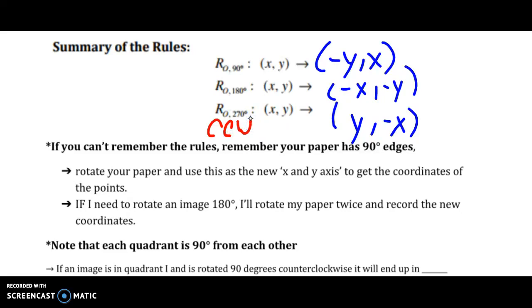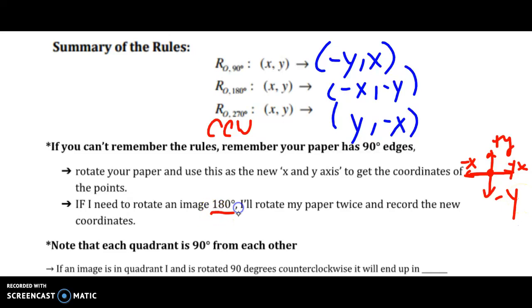But also keep in mind that if you can't remember the rules, your paper and the coordinate grid are 90 degrees. So we can rotate our paper and use the new XY axis to get the coordinates of the point where the figure is. So you just have to remember that once you've rotated your paper, it starts over again. Regardless of what you've labeled on there, if I turn my paper already, this is now my origin, this is the negative x, this is the positive x, this is the positive y, and this is the negative y, right, with my turned paper.